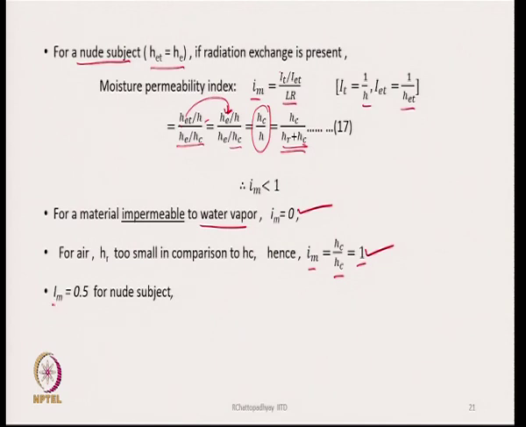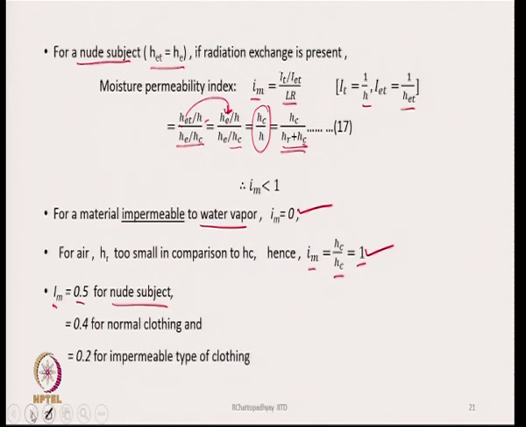I_m is typically 0.5 for nude subjects, 0.4 for normal clothing, and 0.2 for impermeable type of clothing. If clothing is highly impermeable, then the I_m value will be close to 0.2. These are some typical values. For normal clothing, the I_m value could be around 0.4.